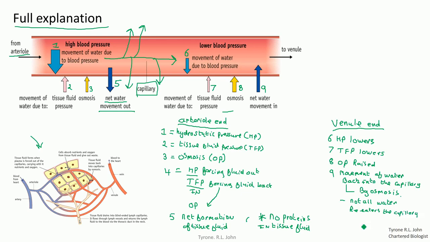So where does this tissue fluid go that hasn't re-entered the capillary? Well, this is where the lymphatic vessels come in. If you look over here at this bottom diagram from the previous slide, we've got the lymphatic vessels there. So we can say that number 10, excess tissue fluid, is drained away via the lymphatic vessel. So that's the situation at the venule end.